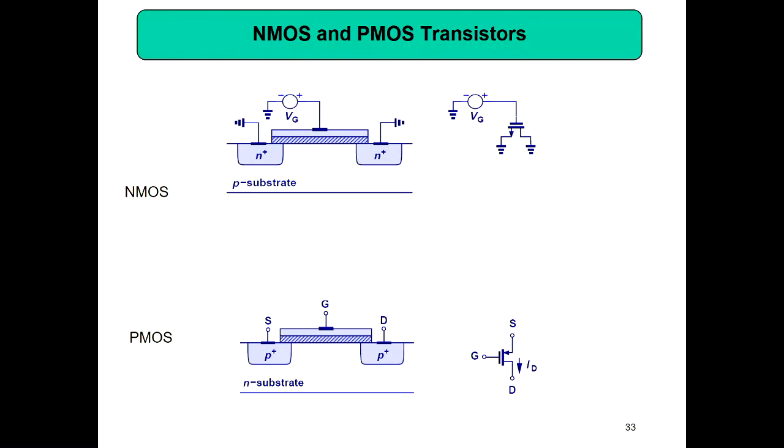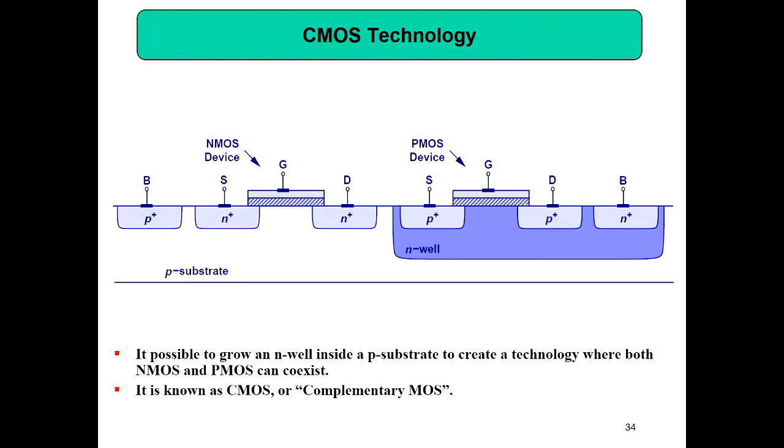So we know NMOS and PMOS transistors. An NMOS transistor is made on a P substrate, and when you apply a positive charge at the gate, you get a channel made of electrons. That is the reason it's called NMOS. In the case of PMOS, you connect a negative voltage here, then you get a channel made of holes in the N substrate. And when you combine NMOS and PMOS together, that is called CMOS technology.